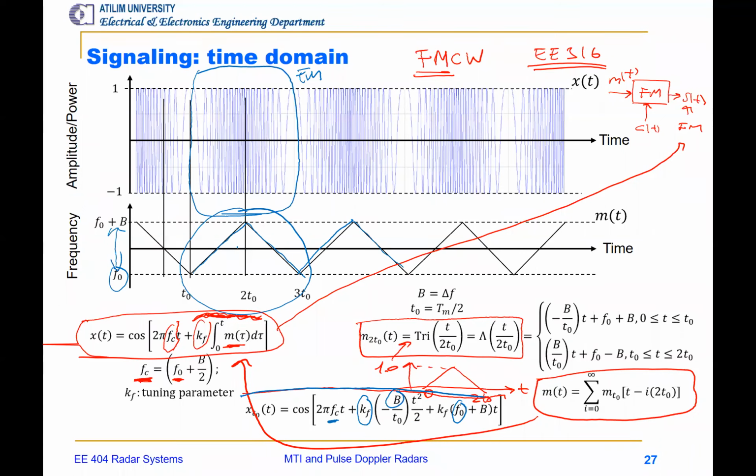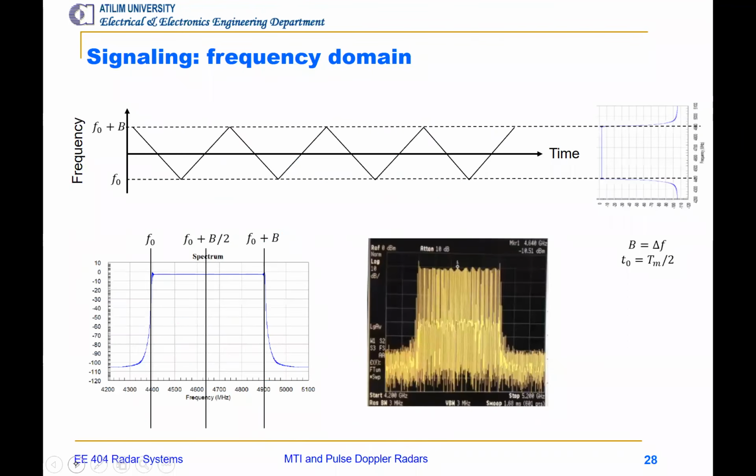The frequency of the sinusoid increases in accordance with the message signal, the triangle. When the message signal has the peak value, the cosinusoid has the highest frequency, which is F0 plus B. When it has the minimum value here, the frequency becomes minimum, which is F0. Is that clear? Now, this is the time domain FMCW signal. How about the frequency domain?